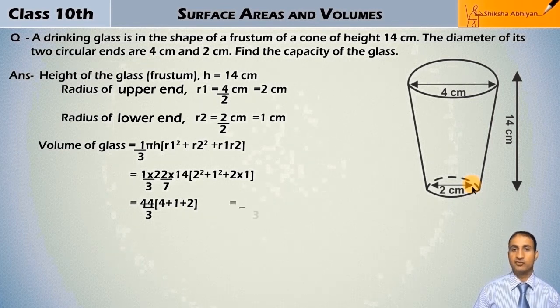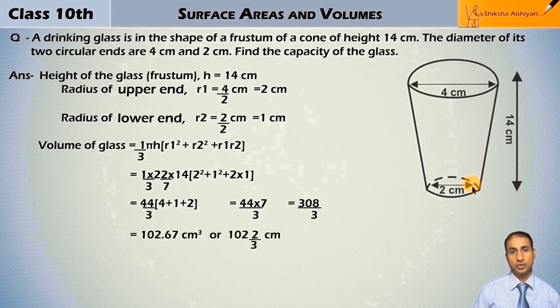So that will become 44 into 7 upon 3 and calculation के बाद that is 308 upon 3, that is 102 2 by 3 centimeter cube. So this is your volume of glass.